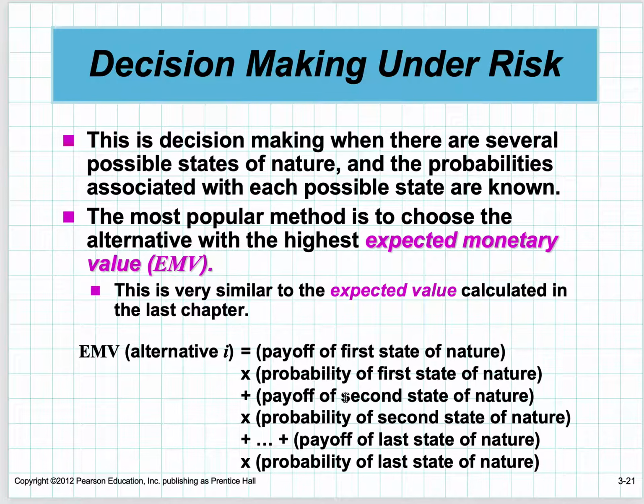So now decision making under risk. Under risk, you know the probabilities, or you think you know the probabilities, or you're guessing what the probabilities are. So you have several states of nature, and you have a probability with each state of nature, and it's called expected monetary value. You take in each row the payoff of the first state of nature times the probability of that happening, plus the payoff of the second state of nature times the probability of that happening, and so on, until you get the payoff of the last state of nature and the probability of that happening. And then you pick the one with the largest payoff when you're all done.